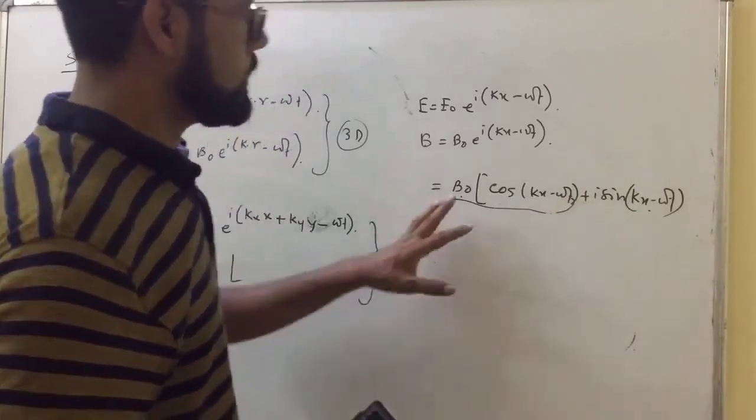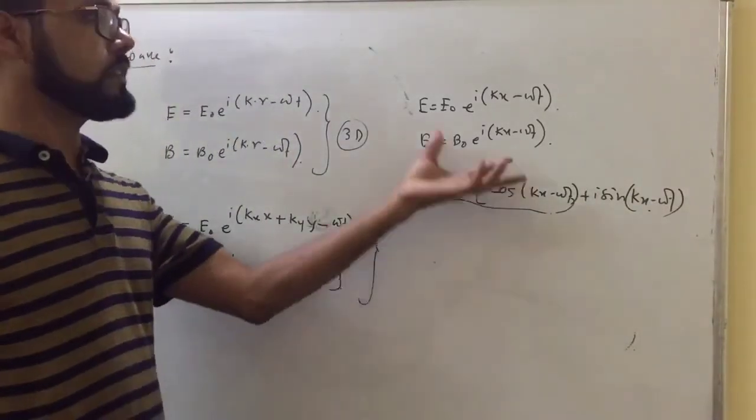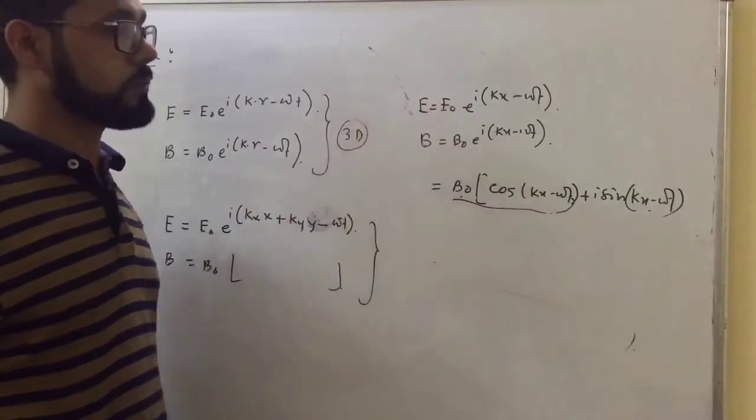This is the phasor. This is the trigonometric function. This is the phasor form. You can express it in terms of either.